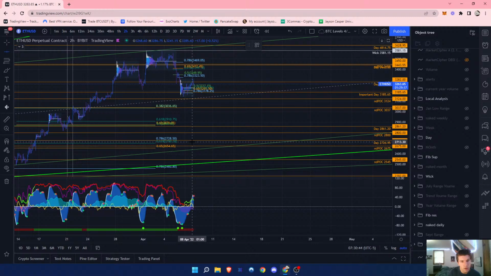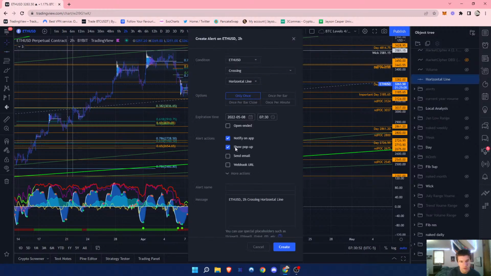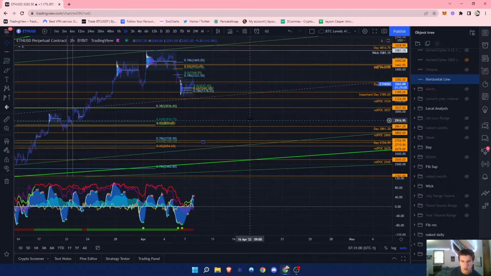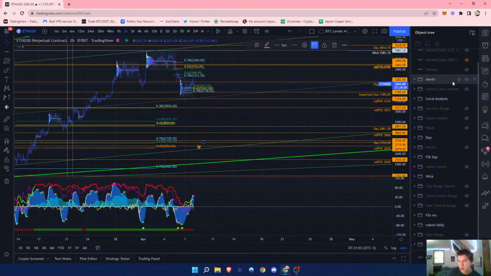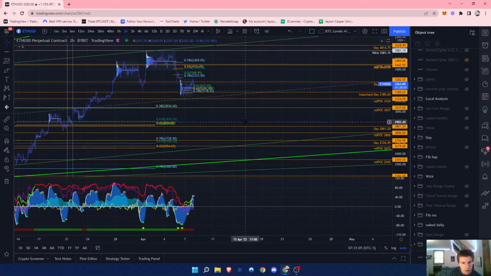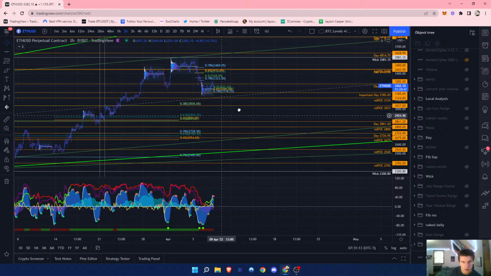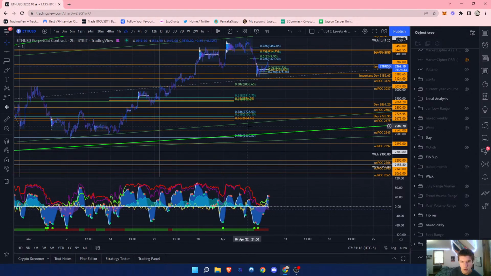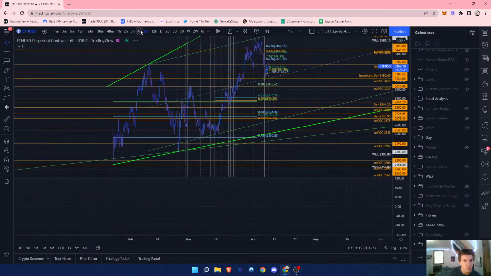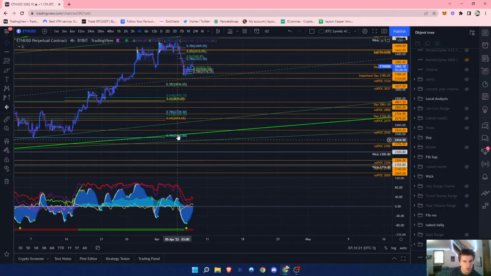I'll just do a 2 hour. I'll put it like in between that golden pocket and that 786. It's just a large range to look at. And right here could be a swing. This is like the worst case scenario. The last hope of bull territory. And that would be definitely a 4 hour swing play.